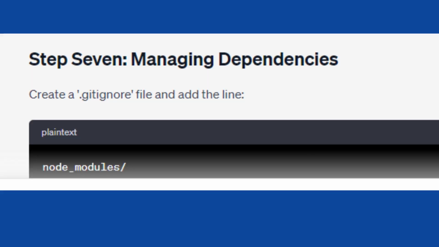Step 7. Managing dependencies. Create a .gitignore file and add the line node_modules. This ensures that your version control system ignores the node_modules directory.